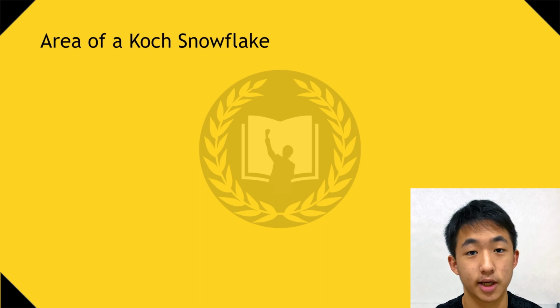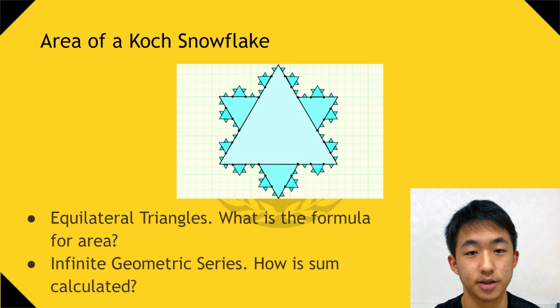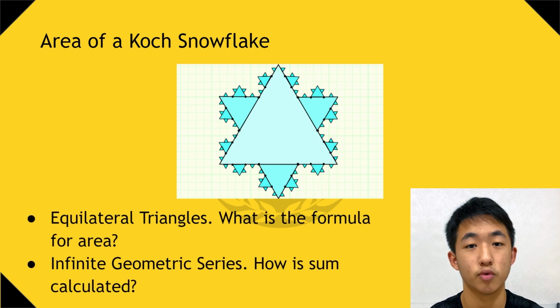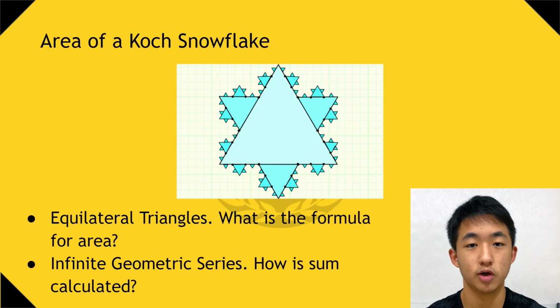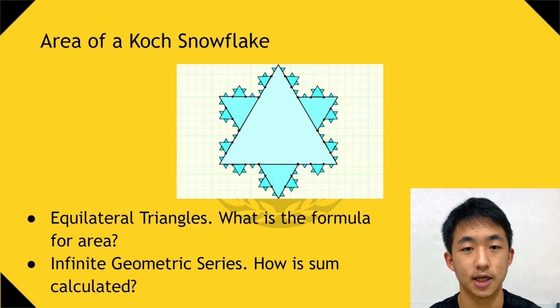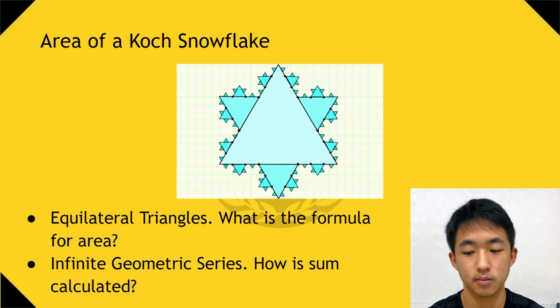Before we move on to actual calculations, here are some hints that you should consider. This diagram is a representation of the Koch snowflake when it is divided up into different sized equilateral triangles. So when you visualize the Koch snowflake by looking at different sized equilateral triangles, you can consider these two questions. What is the formula for the area of an equilateral triangle, and for infinite series, how is the sum calculated? Keep these two questions in consideration while you solve the problem.